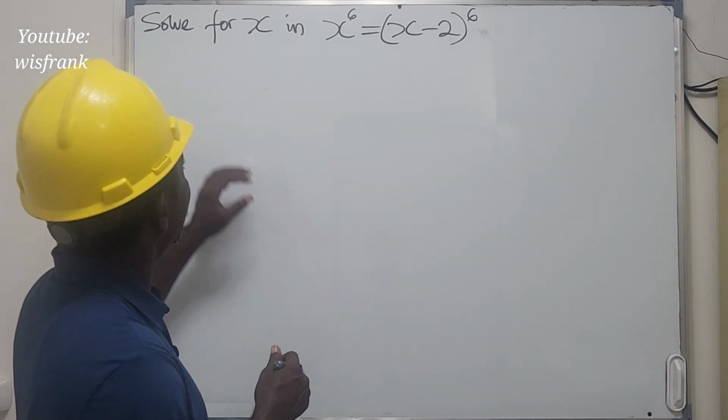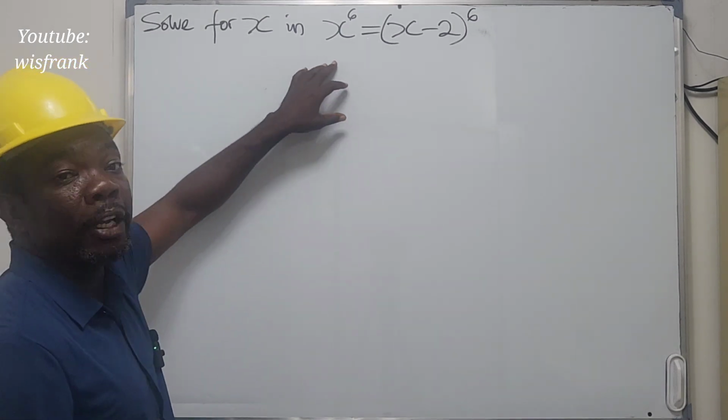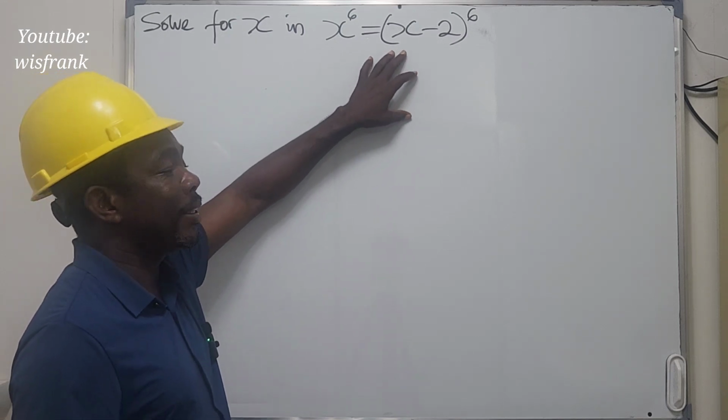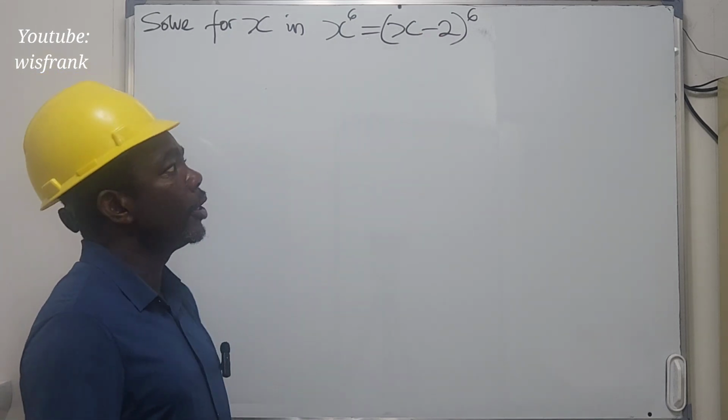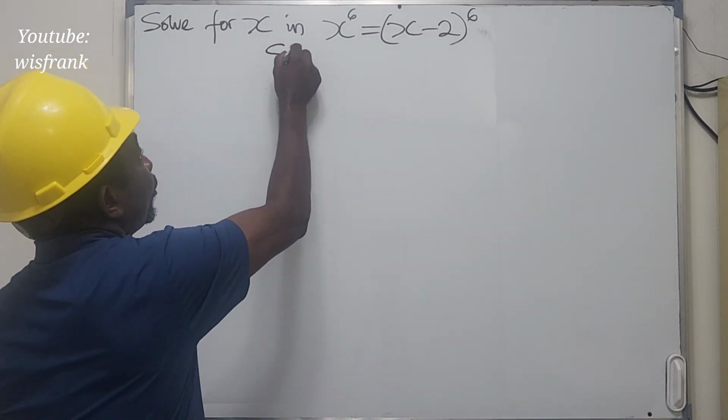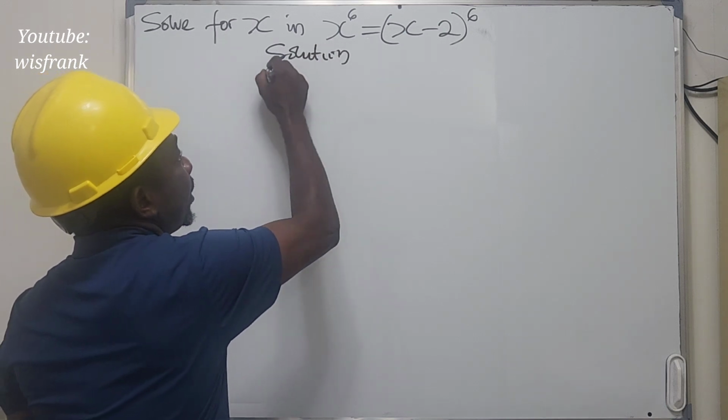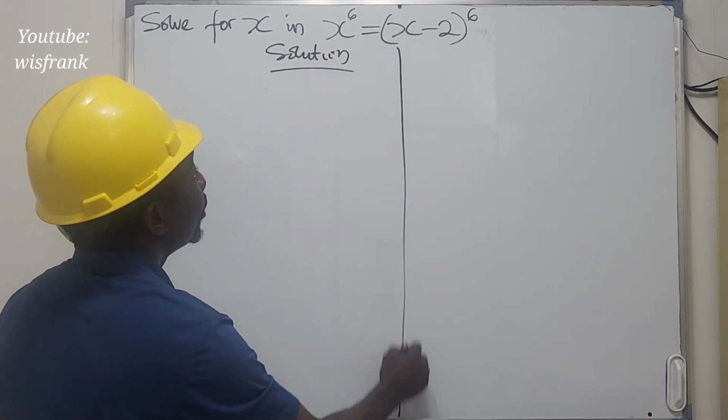Today we are looking at this question and it says solve for x in x to the power of 6 equals (x minus 2) all to the power of 6. So here we are going to solve for the value of x in this equation. So we have the solution.